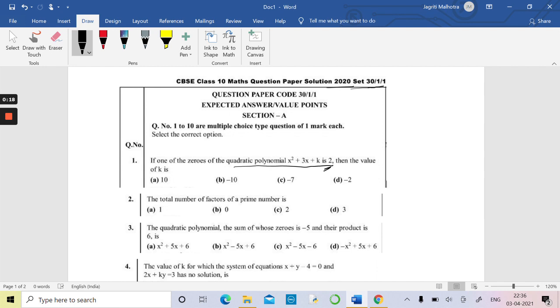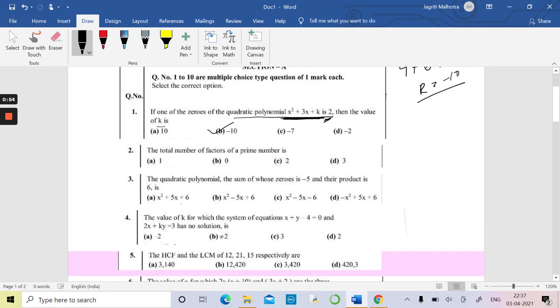Reading question number 1, if one of the zeros of the quadratic polynomial is 2, then we have to find the value of k. If we know that 2 is the zero of this polynomial, then 2 must satisfy it. That means 2 square plus 3 into 2 plus k must be equal to 0, that is 4 plus 6 plus k equals 0. That means k equals minus 10. So this is our correct option.